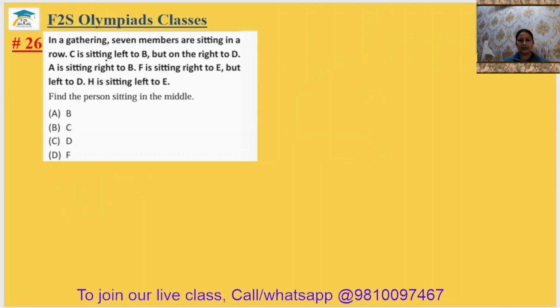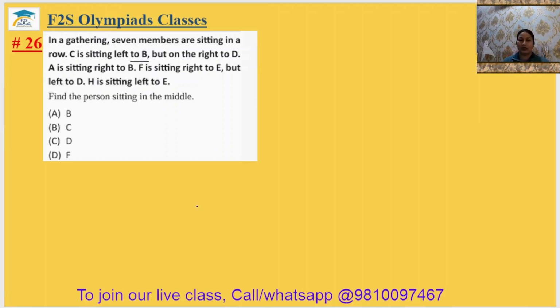Question number 26. In a gathering, 7 members are sitting in a row. C is sitting left to B, but on the right to D. A is sitting right to B, F is sitting right to E but left to D, H is sitting left to E. So first arrange all of them.